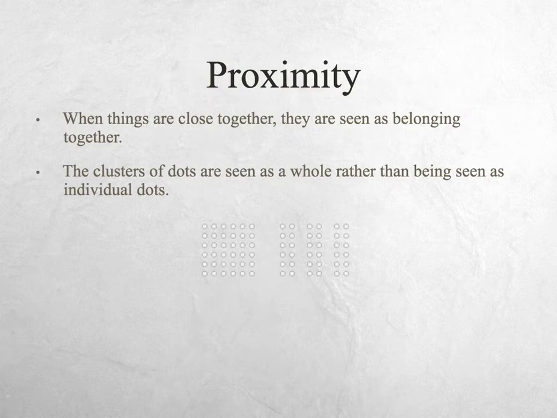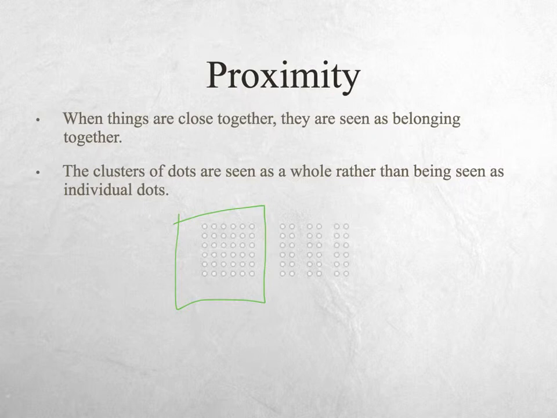All right, so the next principle is proximity. When things are close together, they're seen as belonging together. Now, if you look at these dots, the cluster of dots is seen as a whole rather than as individual dots. We look at this as a block of dots. We don't look at it as individual dots of 1, 2, 3, 4, 5, 6, of 36 dots. We see a block of dots.